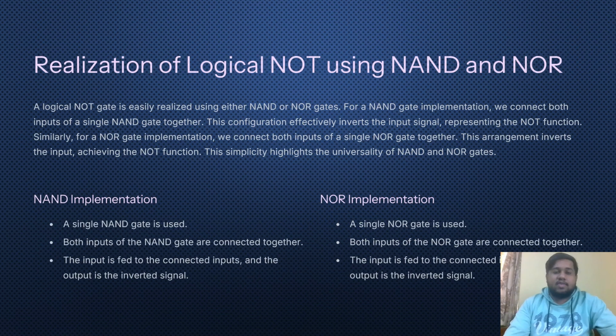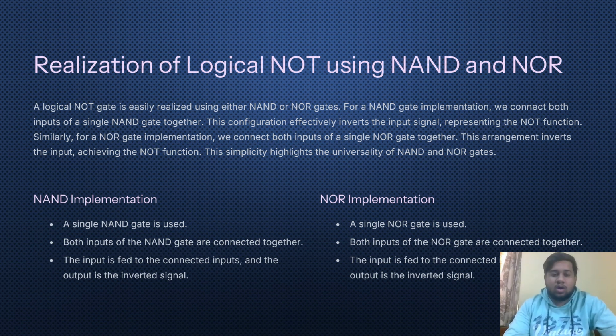Guys, now let us see realization of logical NOT using NAND and NOR. A logic NOT gate is easily realized using either NAND or NOR gates. For a NAND gate implementation, we connect both inputs of a single NAND gate together. This configuration effectively inverts the input signal, representing the NOT function.